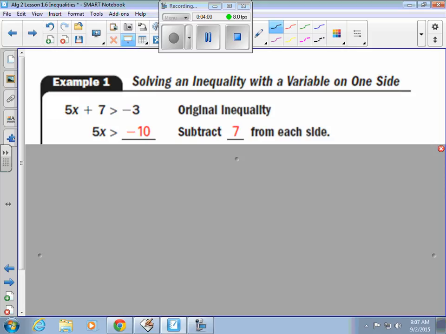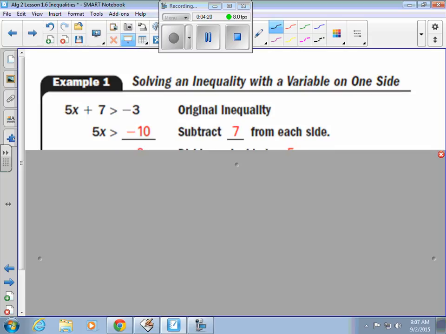Here's example number 1, solving an inequality with a variable on one side. It's just like an equation, 5x plus 7. Picture as if it said equals negative 3, and you do the same thing you would do. Undo plus 7 by subtracting it on both sides. That gives you 5x is greater than negative 10. And then undo 5 times x by dividing by 5 on both sides.